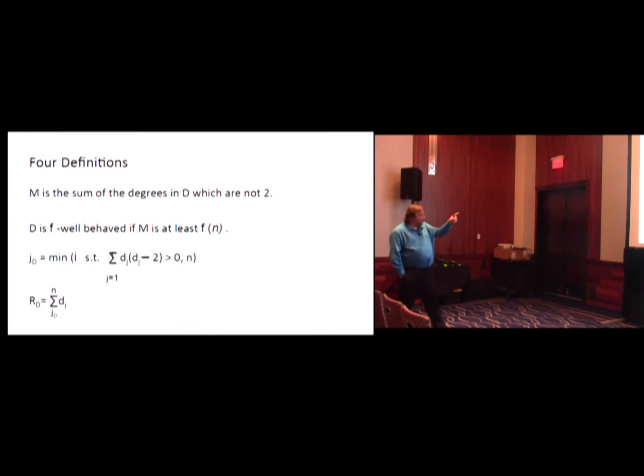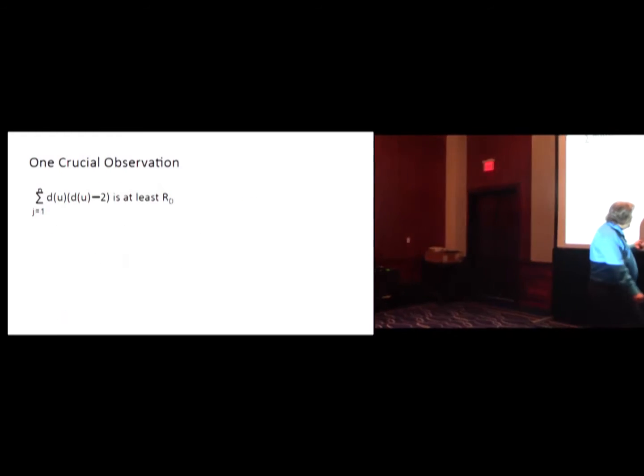And now what we do is we take the value di minus 2 and we sum it until it's 0. And then after that, instead of summing di minus 2, we just sum the degrees. So we look at JD, the first j where this sum is greater than 0, and then the thing that we're interested in is RD, the sum of the degrees after that. Okay? And then here's the point.